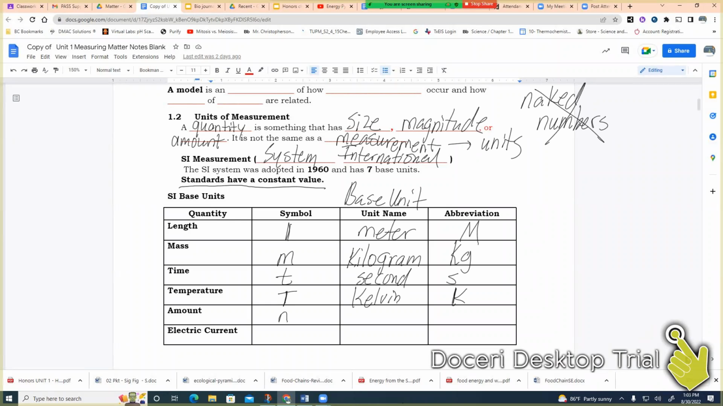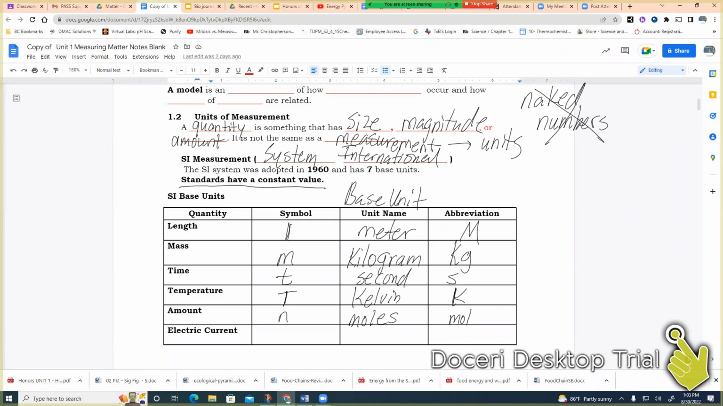N, little n, stands for the amount, and that is moles. And that's used mainly in chemistry, so you may not have heard about that before. The abbreviation is mol.